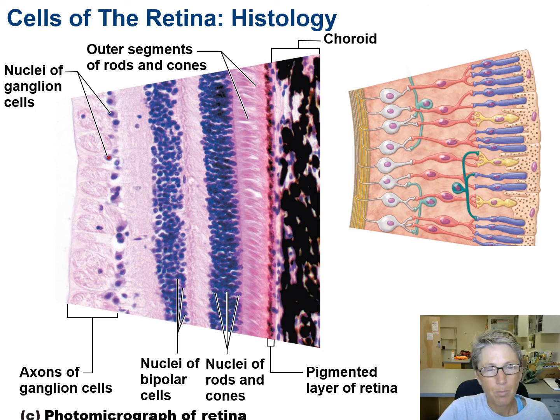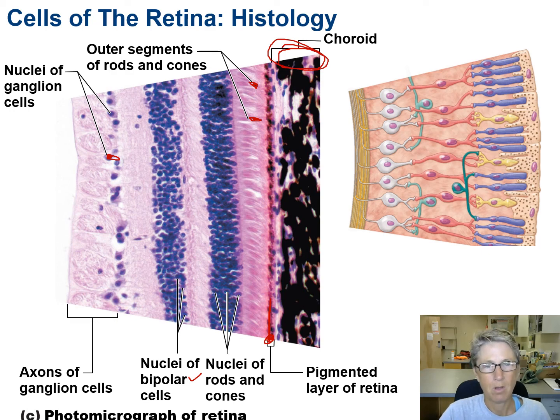And this is a photomicrograph of the retina. So these purple spots would be the nuclei of the ganglion cells. Here's the rods and cones. We'll talk about those in more detail when we just do the retina. But there's outer segments and inner segments. And then it shows the nuclei of the bipolar cells. Here's the pigmented layer right here of the retina. And then this is all choroid. Remember, choroid has all the blood vessels in it.